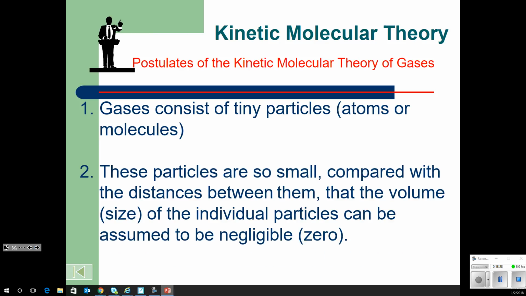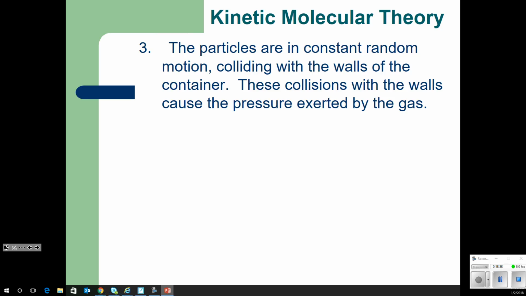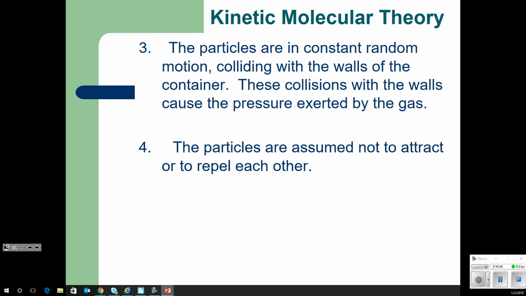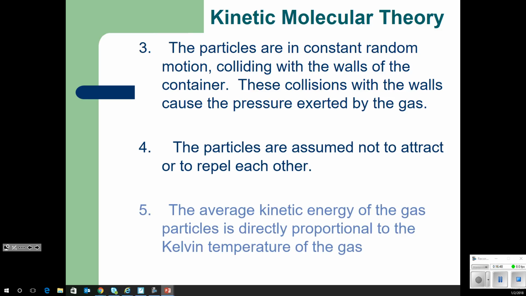Number 2, these particles are so small compared to the distances between them that the volume or size of the individual particles can be assumed to be negligible or 0. 3, the particles are in constant random motion colliding with the walls of the container. These collisions with the walls cause the pressure exerted by the gas. Number 4, particles are assumed to not attract or repel each other. Number 5, the average kinetic energy of the gaseous particles is directly proportional to the Kelvin temperature outside.